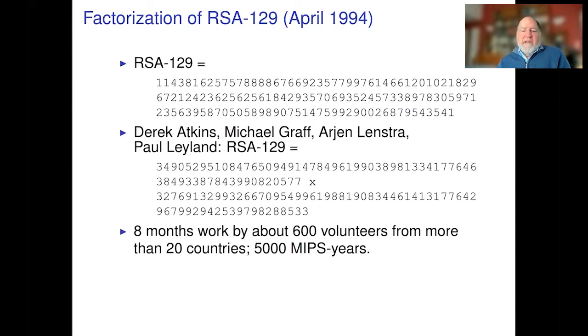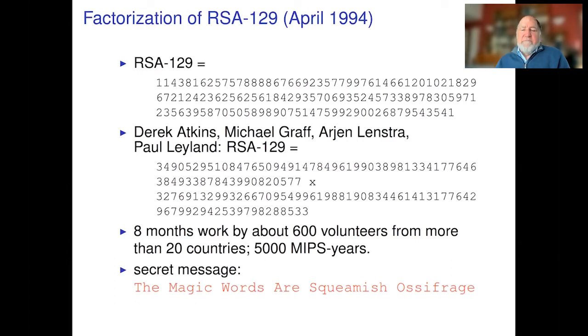Their work was in parallel. It had about 600 volunteers. It was a great use of the internet for distributed computation, about 5,000 MIPS-years. And they read the secret message, which was: the magic words are squeamish ossifrage, which is a message we never expected to see.